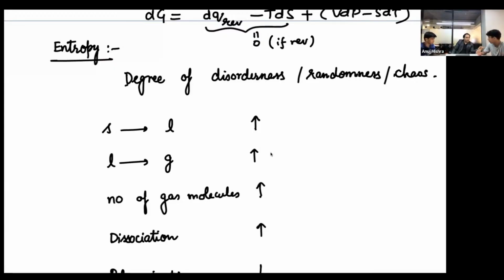ठीक है, अभी इसने गर्दन हिलाई तो इसने entropy बढ़ा दी universe की. You are again doing this, you are increasing the entropy. So whatever you do, you are always increasing, you are adding on entropy of universe.